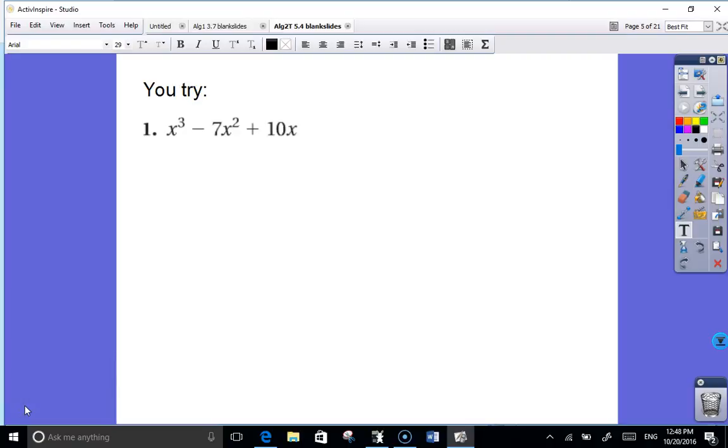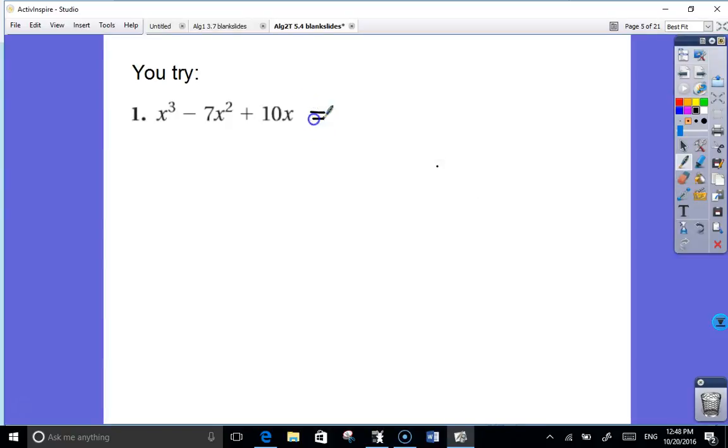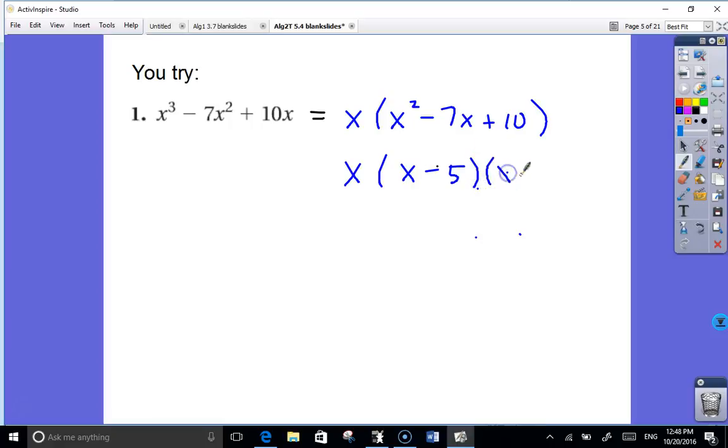What was the greatest common factor? x. The expression becomes x times x squared minus 7x plus 10. Okay, now how does that factor? Negative 5 and negative 2, right? That's a one step. No reason to make that into a 5-step thing, because once you've got those two numbers, you've got the answer.